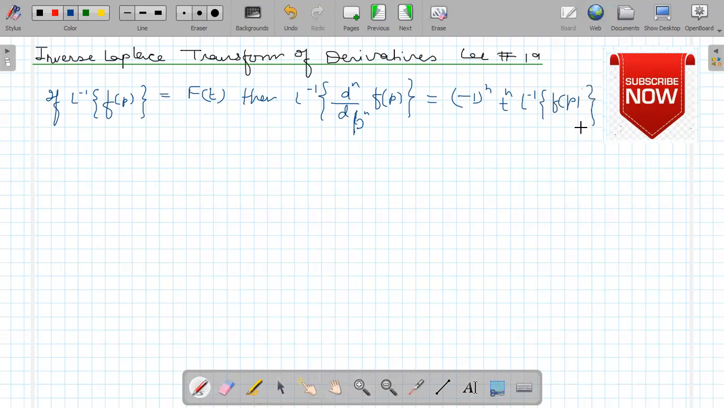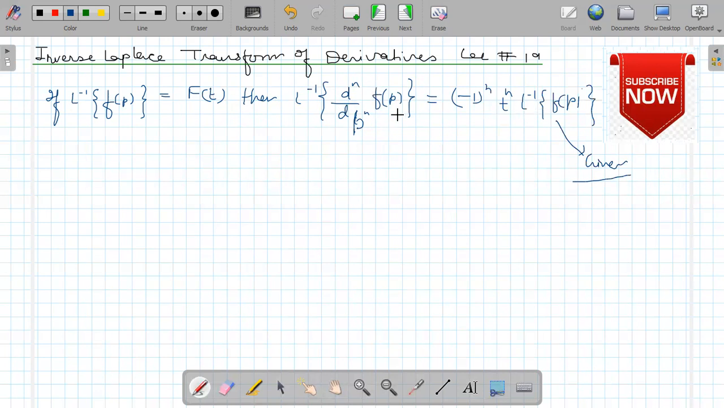This F(p) is the given function that is given to you, and this is the derivative of this function. This is the relationship between these two. So you can use this relationship. Whenever you are given a function of p and you are not able to find its Laplace inverse by using previous methods, and if you find the derivative in rough work and you see that the derivative is easy and you can find the inverse Laplace transform of its derivative, then you can use this relationship.